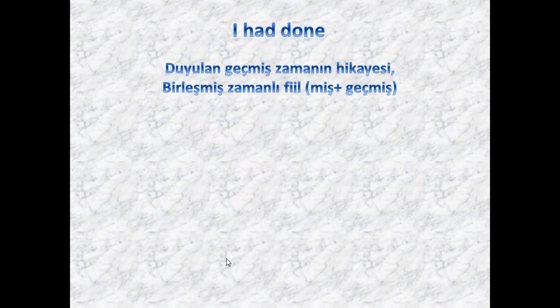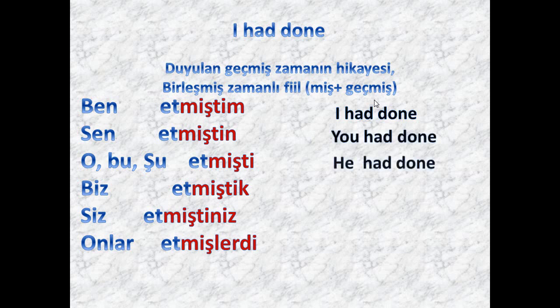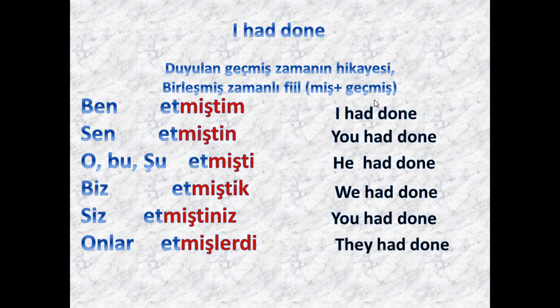Okay, here we have past perfect. And forget about the Turkish name here. I mean, you will not need it anyway. So we have the mish and the past suffixes. Here we are. Etmiştim, etmiştin, etmişti, etmiştik, etmiştiniz, etmişlerdi. Okay. Let's go for the negative form.